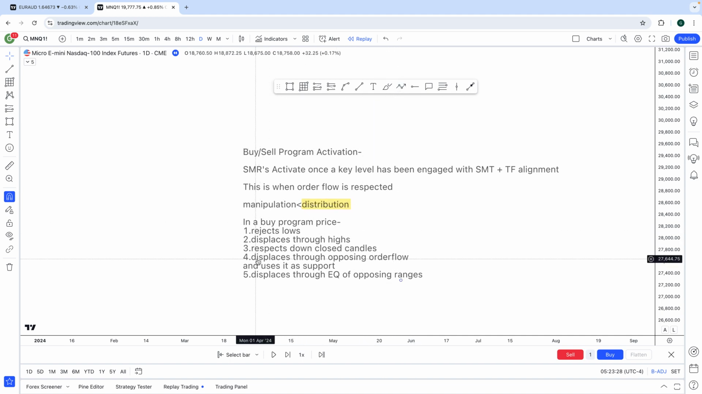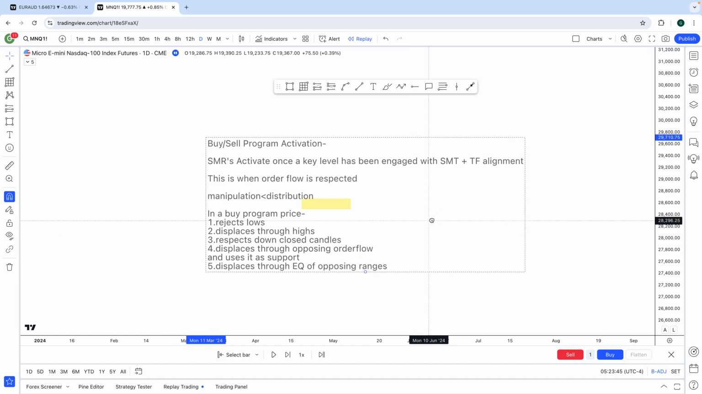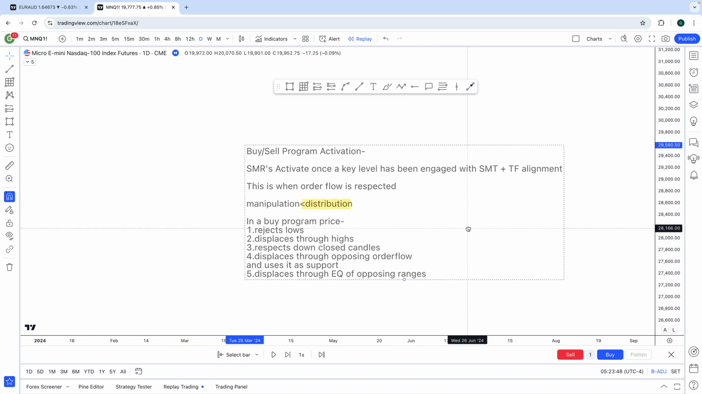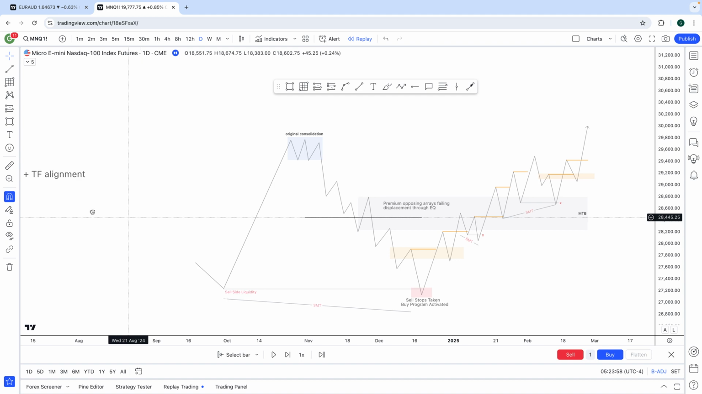It displaces through opposing order flow. So in a buy program, the sell side of the curve, the opposing arrays, they get inversed and are used as support. And we displace through EQ of opposing ranges. Okay, so let's go into some examples. Pretty simple. Like I said, we only look for order flow once the smart money reversal has been put in. So let's go to a little depiction here.